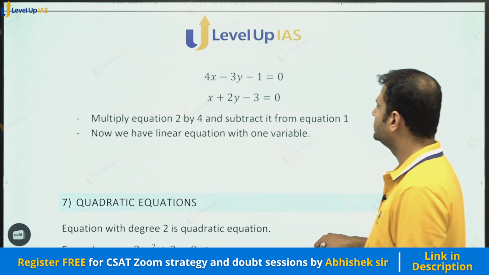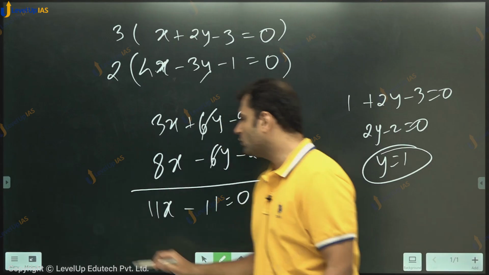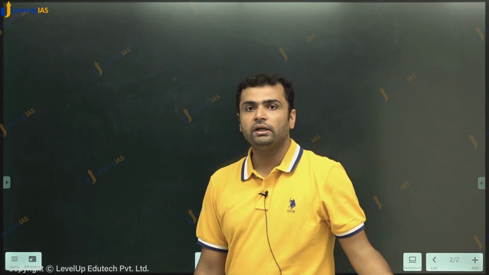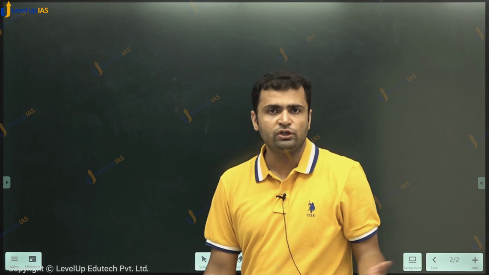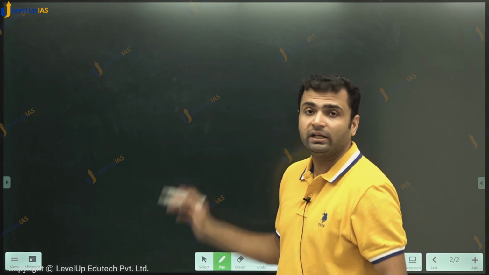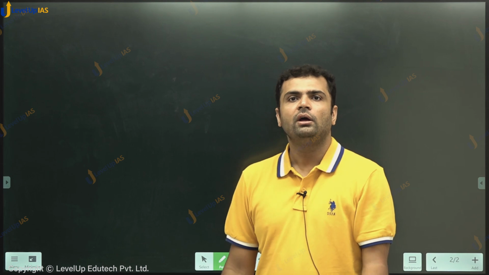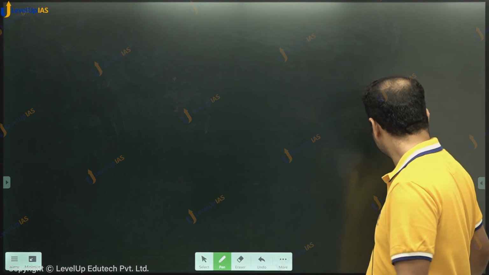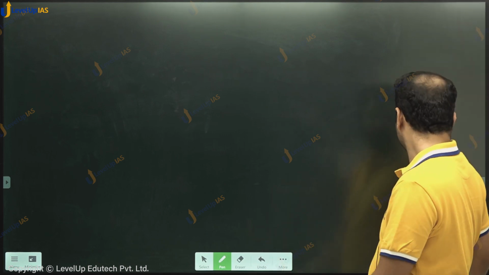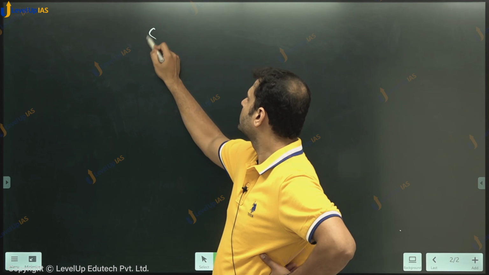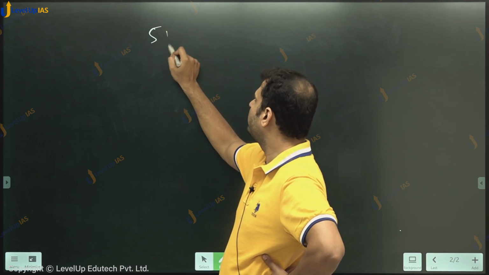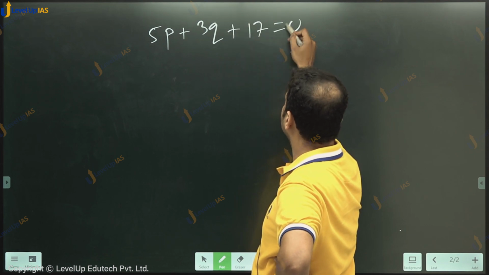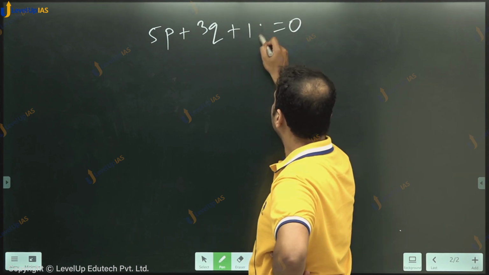Fine. I'll solve one more question for you to understand it in a better way. Since I'm taking any random equation, the solutions might not be good looking, so some fractions may come. In the actual examination you will get good solutions like x equal to 1, y equal to 1. Right now I'm taking random numbers, and I'm taking other variables, 5p plus 3q plus 10 is equal to 0.